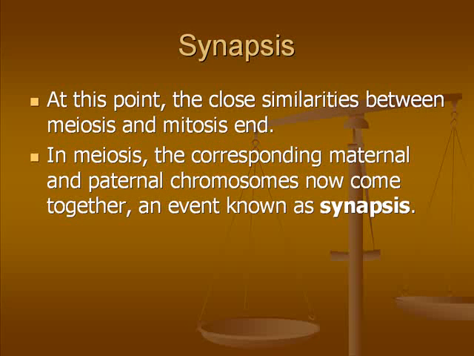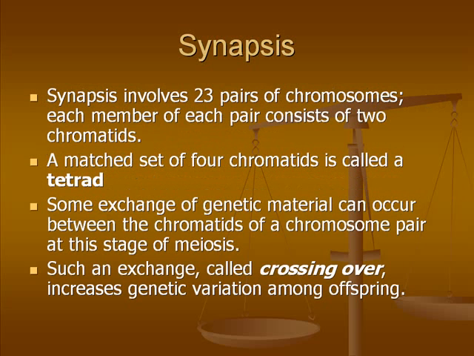In meiosis, the corresponding maternal and paternal chromosomes now will join together in an event known as synapsis. The synapsis involves the 23 chromosomes. Each member from each, the male and female pairs, will consist of 2 chromatids. These matched sets of 4 chromatids are then called a tetrad. And then there's some exchange in genetic information. This is how our characteristics will begin to exchange, so that characteristics of both the male and the female will then be seen in the daughter cell from this process of exchange.